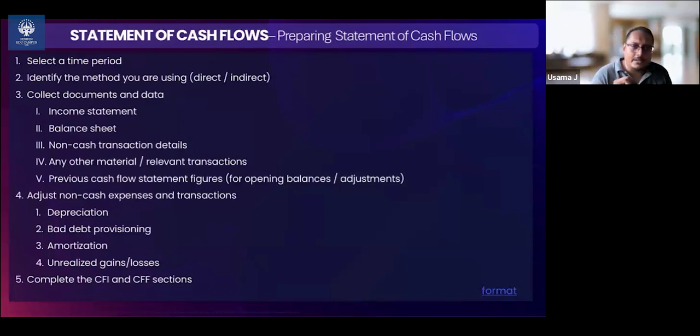Then we adjust for the non-cash items, such as, if you are talking about the indirect method, depreciation, bad debt, amortization, etc. And then we complete the cash flows from operations. No biggie on the cash flows from investing and financing. Same for both the direct and the indirect method. No complications across.